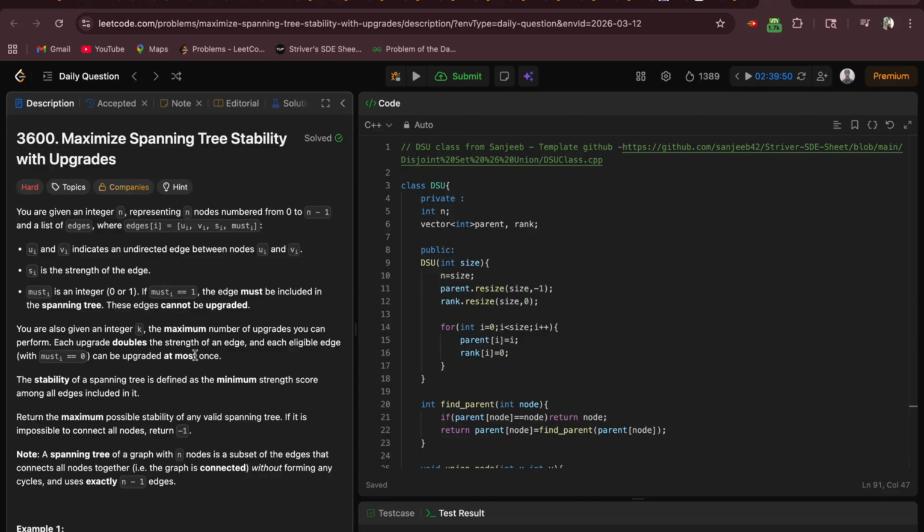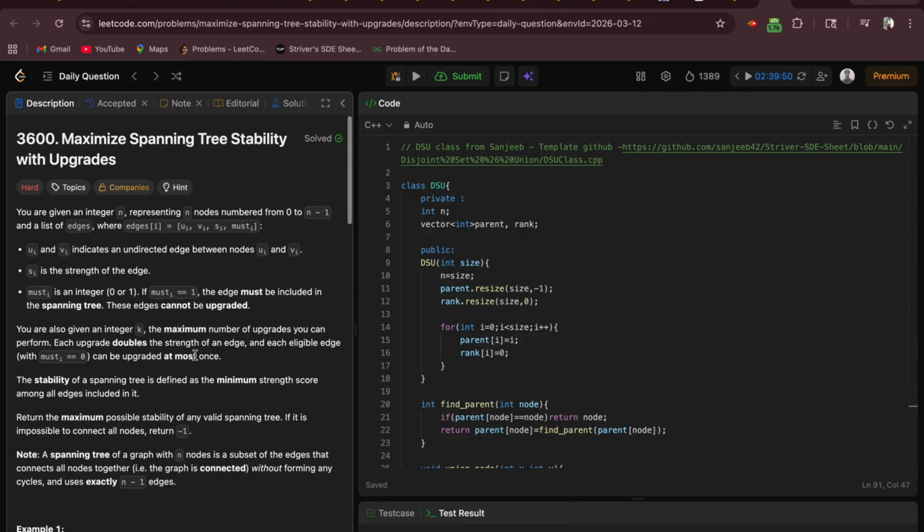Everyone, today we are going to solve LeetCode 3600, that is Maximize Spanning Tree Stability with Upgrades. The prerequisite for this problem is knowing what a minimum spanning tree is and how to implement it. Before we start, I recommend you revise what a spanning tree is and how to implement it using DSU. In case you don't, I will explain it in simple terms, but feel free to have a look after this video is over.